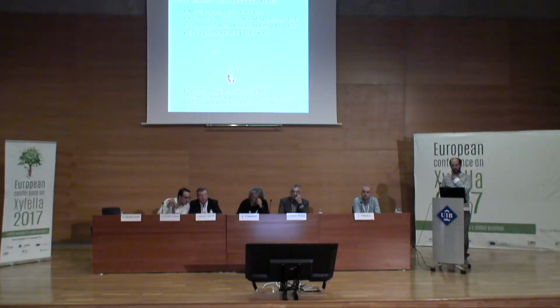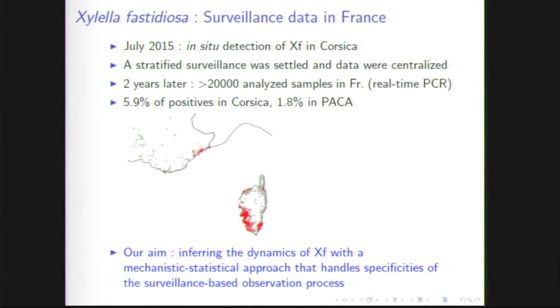So in 2015, Xylella was detected in situ in Corsica, and the stratified surveillance was set up and data were centralized. There is a poster about this data, the poster of Pauline de Gerfagnon, to see more details about this data. And 2 years later, we have more than 20,000 analyzed samples, about 6% of positives in Corsica, 2% in PACA. So PACA is this region.